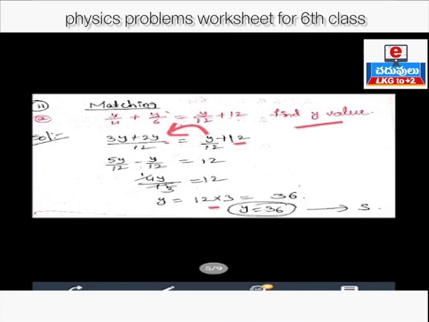12 is multiplied by 3. y equal to 12 threes are 36. y equal to 36. This is nothing but option S. Understood, children? What is the correct option here? Option S. That is nothing but 36.